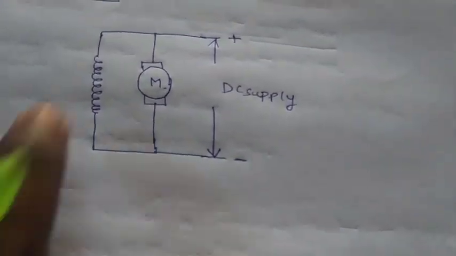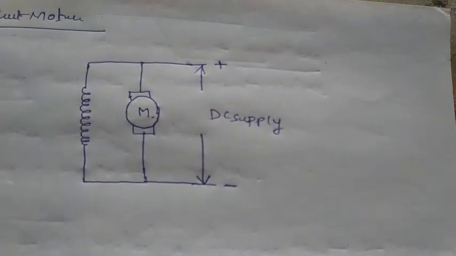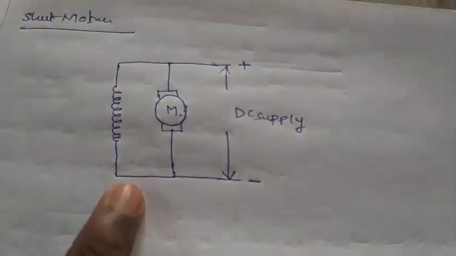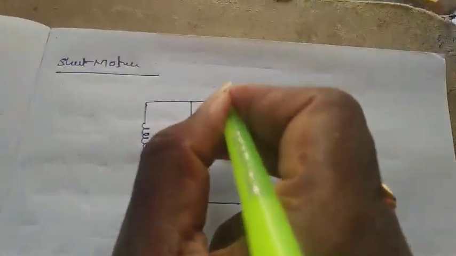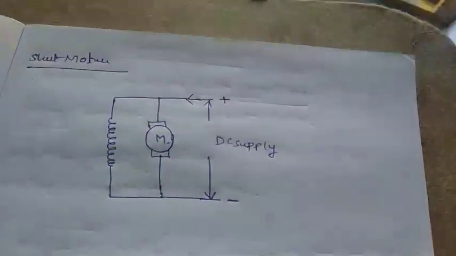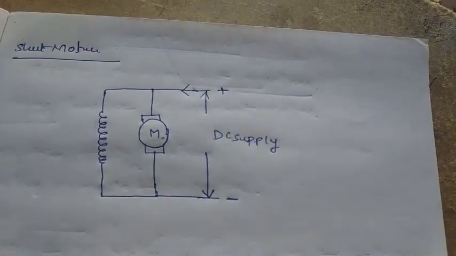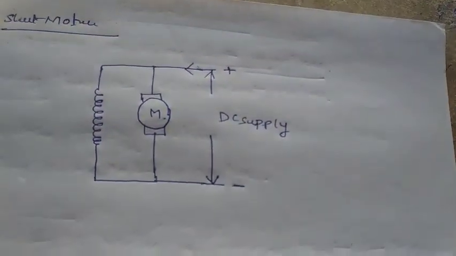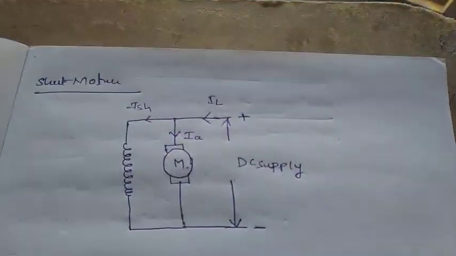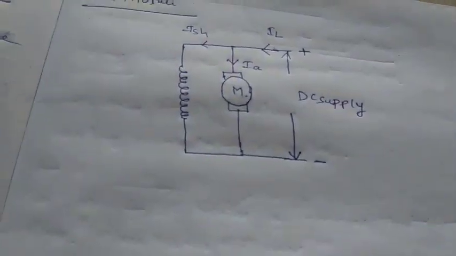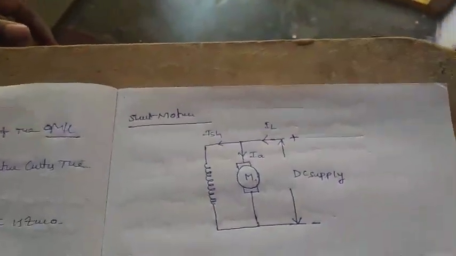In case of a generator we can put the load. In case of a motor the input is electrical energy. That's why the direction of current changes. For a generator the direction is from armature to load, but here the direction is taken from supply to the motor. So this is the line current, this is the armature current, this is the shunt field current.